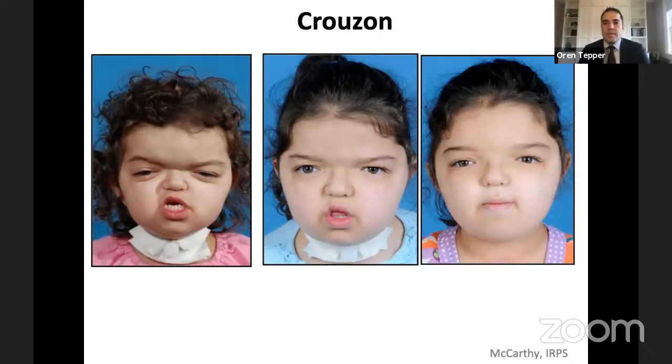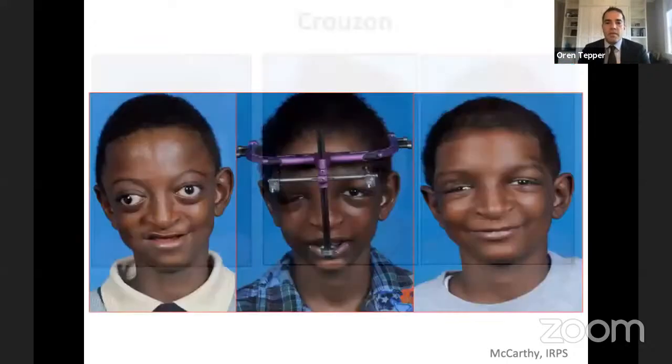You notice a couple things. Clearly, the appearance looks better, but other things that it treats is the airway. In this case, you can see that tracheostomy, ultimately, it was able to be removed due to the advancement, and a much healthier child now who's not struggling to breathe and has the ability to thrive.